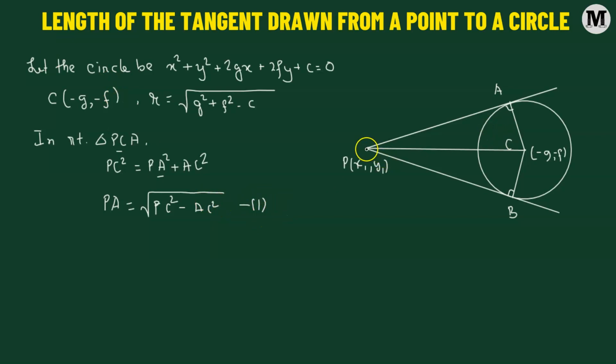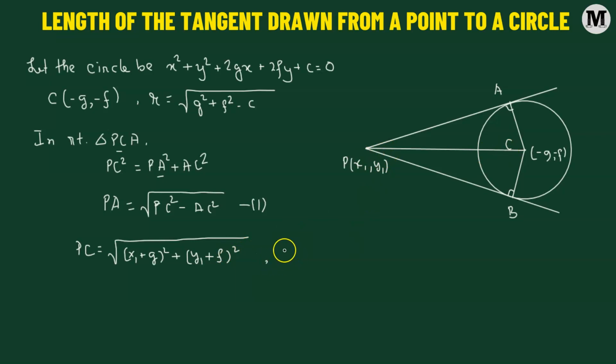Now what's PC? Here we have the point P with coordinates x1, y1, and we have the center of the circle C with coordinates negative g, negative f. So we can easily find the length PC by using the distance formula. So PC will be equal to the square root of the difference of the x coordinates, so x1 minus negative g, which gives x1 plus g whole squared, added to the difference of the y coordinates, so y1 minus negative f, which means y1 plus f whole squared. So this is going to be the length of PC.